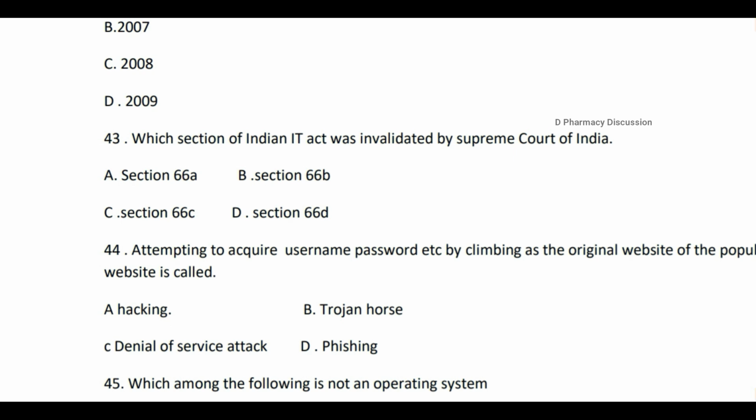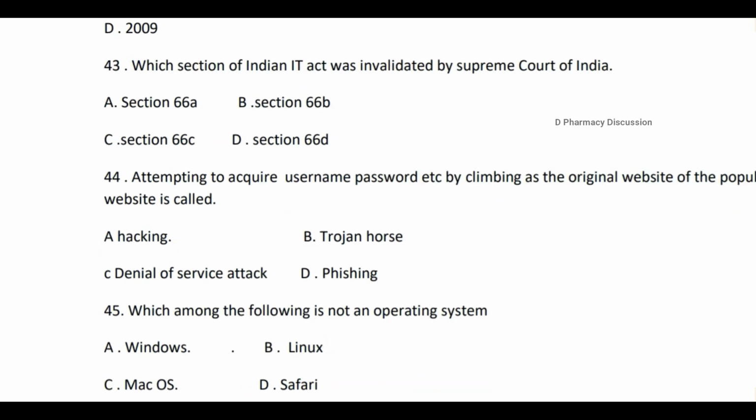Question number 44. Attempting to acquire username, password, etc. by claiming as the original website of a popular website is called option A hacking, B Trojan horse, C denial of service attack, and option D phishing. Correct answer is option D phishing.